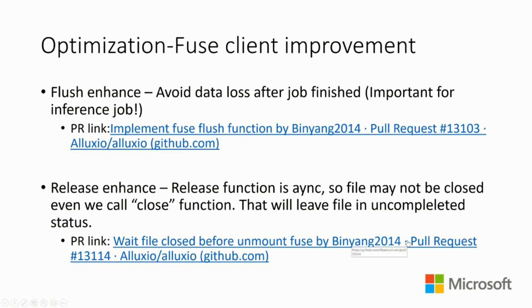We solved this issue by adding some logic in the release function and the unmount function to make sure that before the mount point is unmounted by the customer, all operations sent by the client are done in the Alluxio server. We also contributed this fix to the Alluxio community. After adopting those two fixes, our service became more stable and reliable, and the user job failure rate decreased.